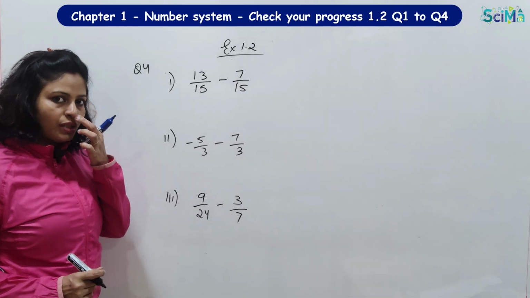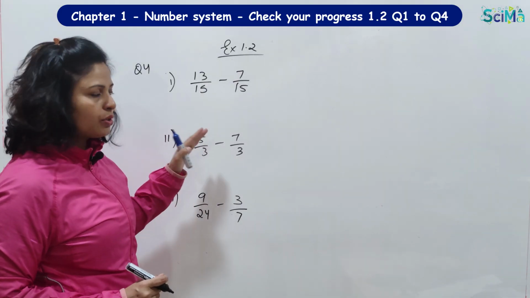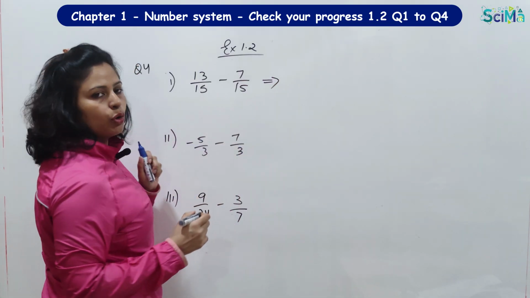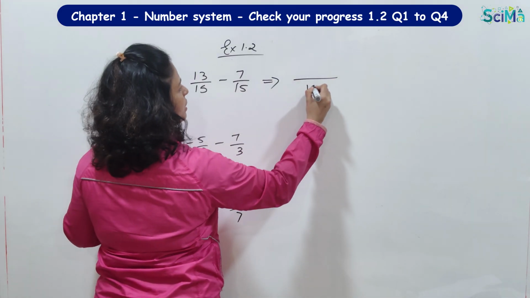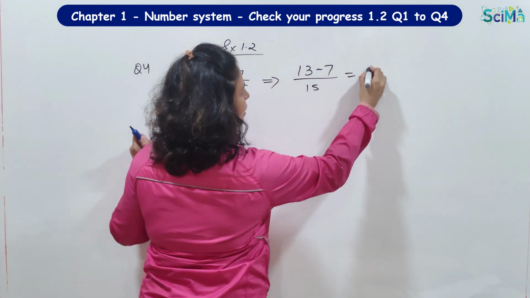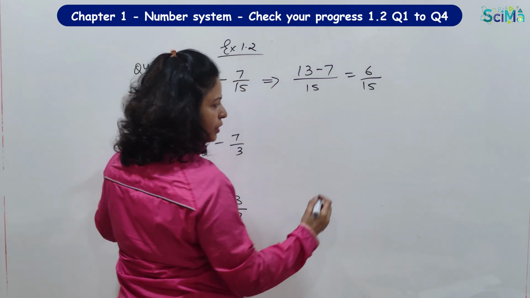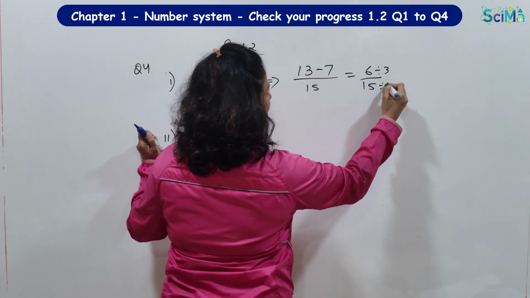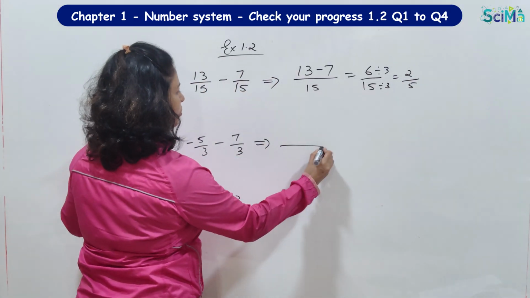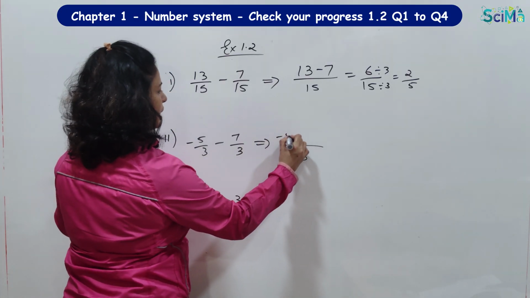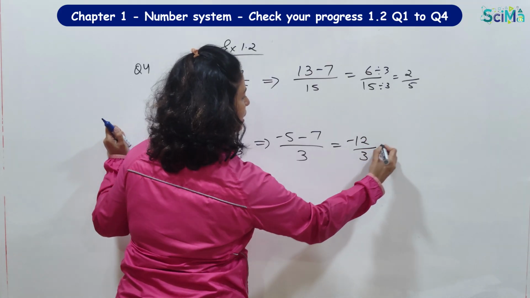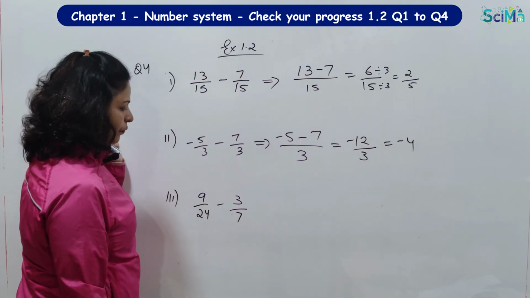Now the fourth question, we start with subtraction. Here the denominators are the same, so we follow the same method which we followed for addition. We write the denominator as it is and we do subtraction of the numerators. So here we get 6 by 15. You can reduce it, dividing by 3 you will get 2 by 5. Here also write the denominator 3, and minus 5 minus 7 in the numerator. So you get here minus 12 by 3, which is minus 4.